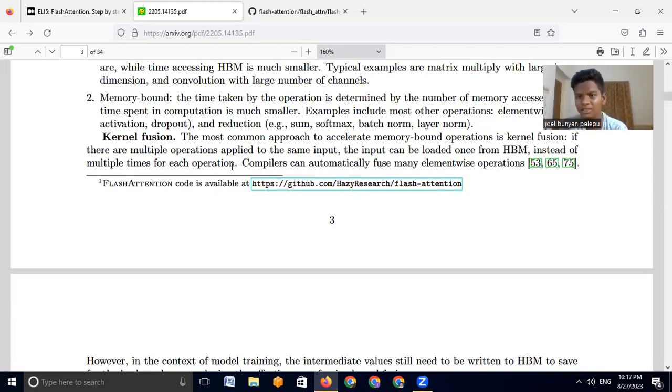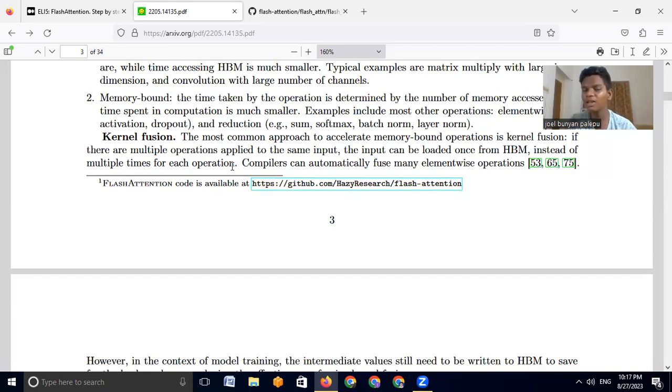So this amount of reading and writing to HBM decreases the speed of the model. The speed of the model will decrease because we are going to write and read a lot to HBM. And of course, modern GPUs are faster with computation and less fast with reading and writing memory. So therefore, we use kernel fusion.